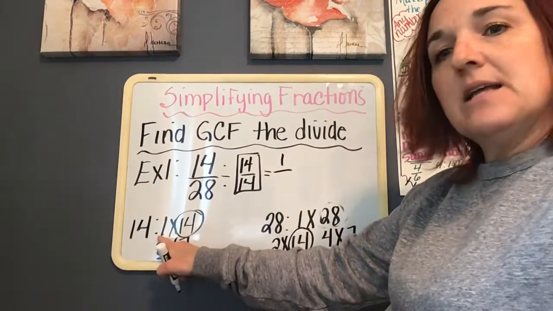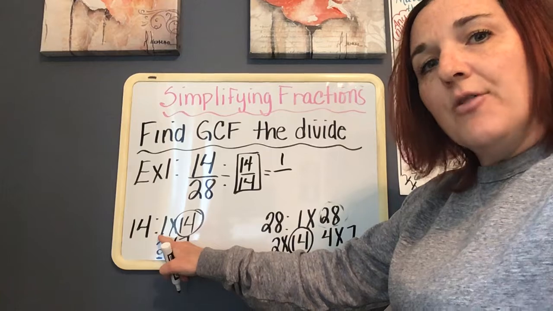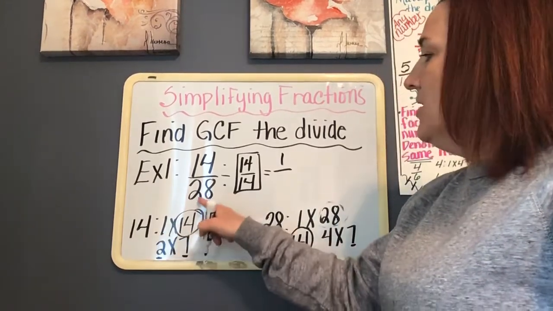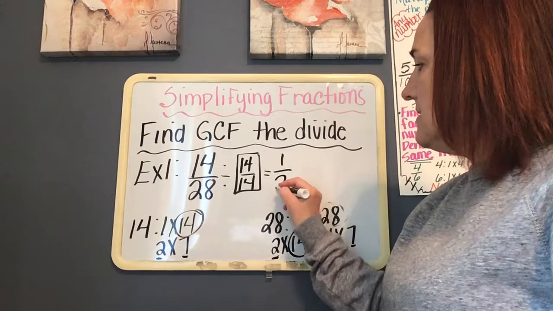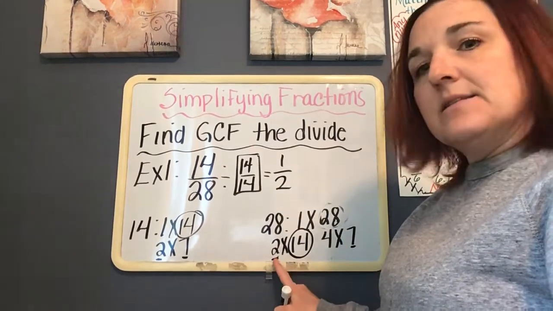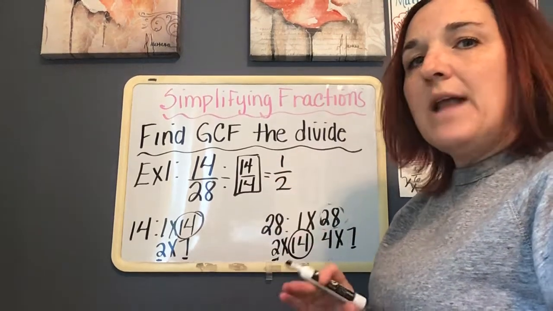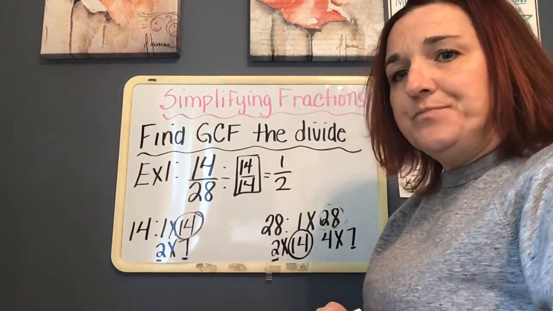So now when I divide, I'm going to get 14 divided by 14 is 1. And you can see, because that's the other number that's with it, the other factor. Remember, factors are two numbers multiplied together to get a product. 28 divided by 14 is 2. And again, that's that other number right here. So our final answer is 1/2. 1/2 is as low as you can go.